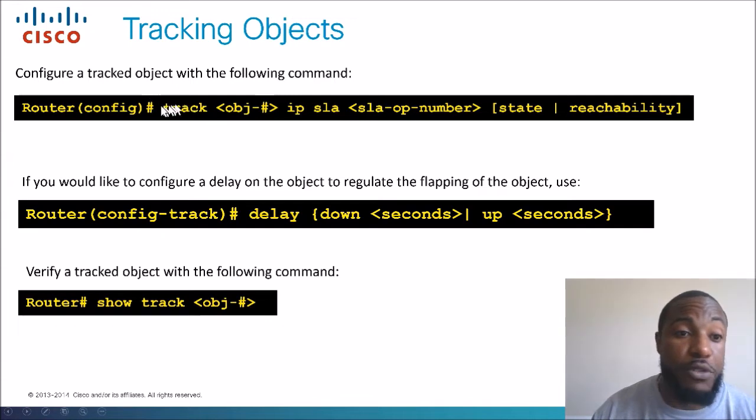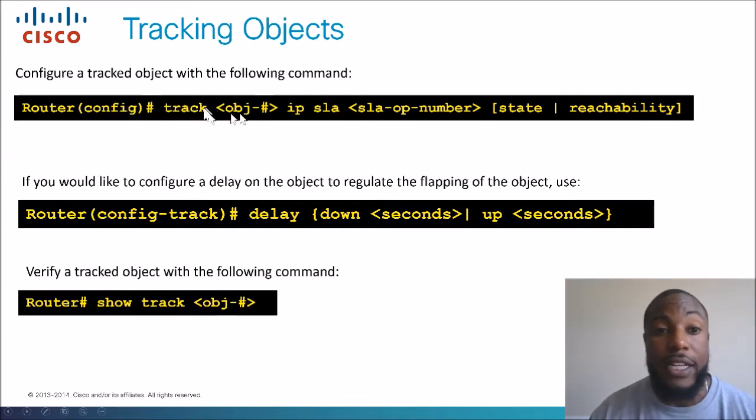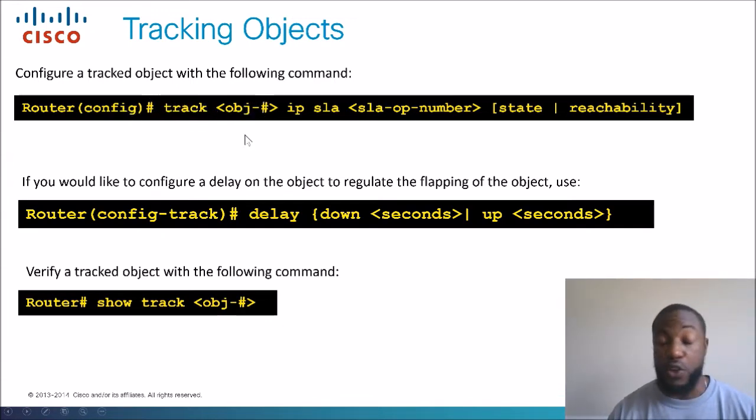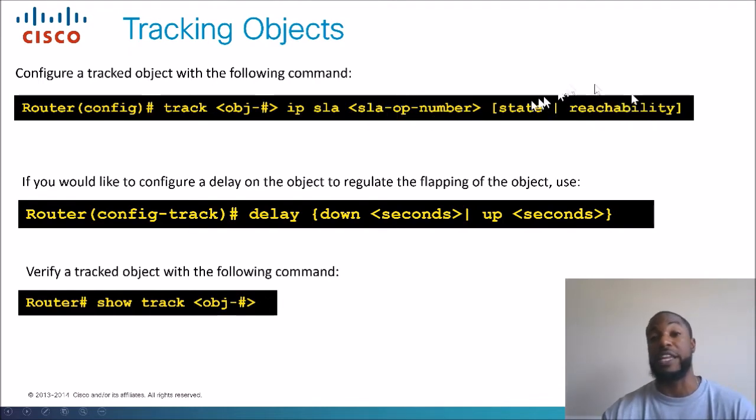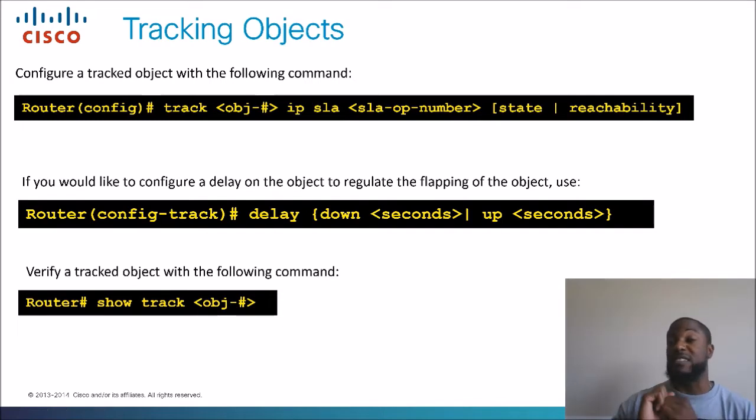You configure a track object by simply typing track, then the object number. You just make one, right? With this, we can track an IP SLA operation and its reachability. Like in the last video, we set an IP SLA to ping a specific web server, let's say every 5 seconds.